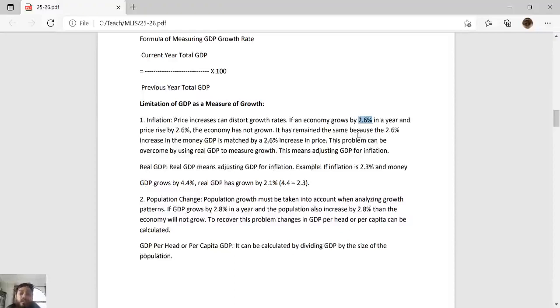Here's an example. Suppose the inflation is 2.3% and the GDP growth is 4.4%. So the real GDP growth will be 2.1%. That means deducting the inflation from the GDP. This leads to a real GDP, that means a GDP which is adjusted for inflation.